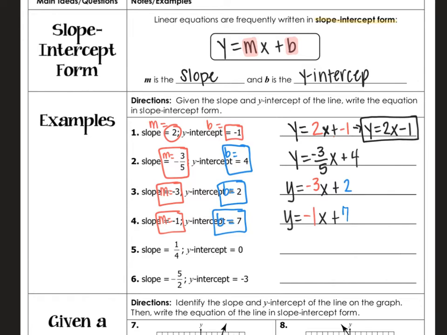So there is a way to simplify this. And to simplify this, we could also write -1x just as y equals -x plus 7. So you can write it either way. You can write it as y equals negative x plus 7, or you can write it as y equals negative 1x plus 7. Both of those are the right equation. All right, so you go ahead and you do number 5 and number 6.